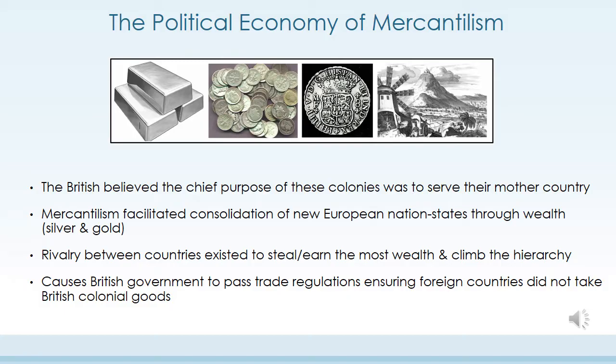And this rivalry is really what caused the British government to start passing a series of trade regulations in order to ensure that the Dutch and the Spanish and the French didn't pay the colonists more for their goods or use some other form of trickery to take what the British believed were the goods of the mother country. And in fact, it's going to be these trade regulations that are eventually going to pave the way to American independence.